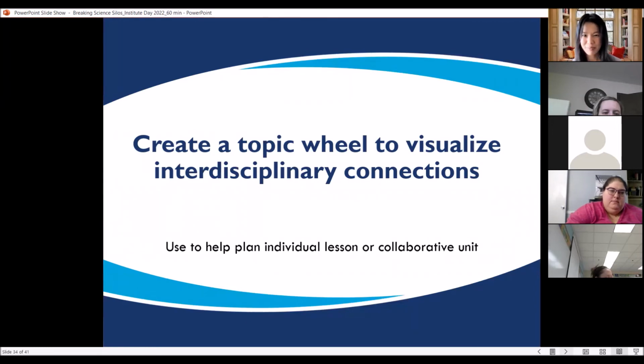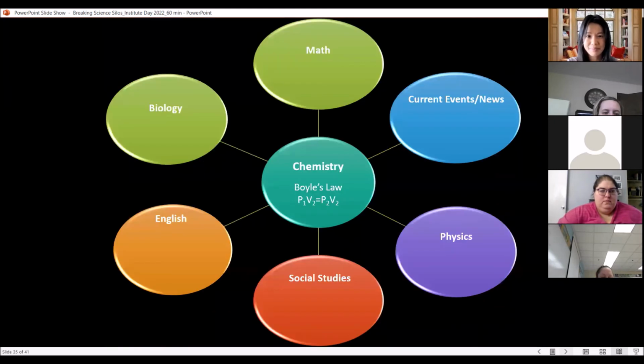For my visual people who like graphic organizers, one way you can try to help visualize interdisciplinary connections is by making a topic wheel. It might be useful for you as an individual, or if you wanted to do a collaborative unit with another teacher. So essentially, put a bubble in the middle with whatever subject you teach and the topic that you're trying to teach, and then just branch out around it with all the different possible connections that you could try to make, right? Now, it is worth emphasizing that you don't have to cover all of these.